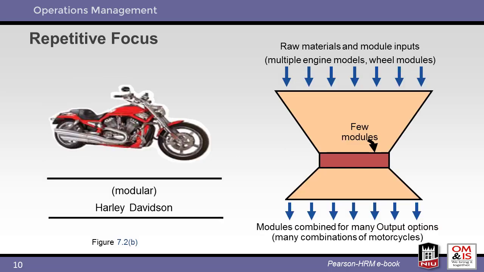Harley-Davidson uses a repetitive process to build motorcycles. Inputs include raw material and module inputs. The goal is to create a limited set of standardized motorcycles that are assembled in many combinations to create many motorcycles.